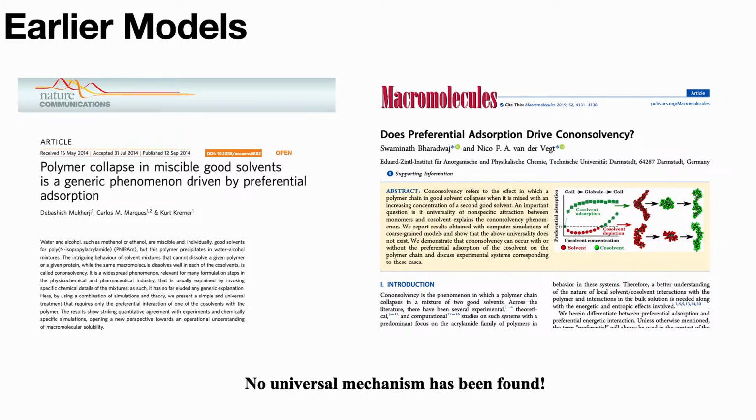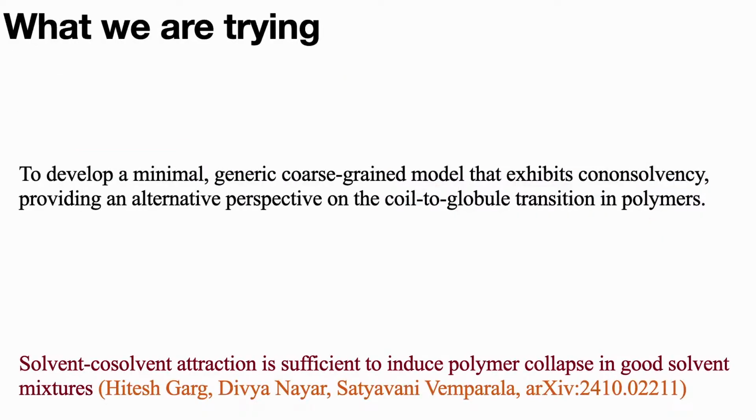So the point is there is no universal mechanism that has been found which can give us a better view of this. So in that direction we are also trying to develop a very minimal, generic coarse-grained model that shows this co-nonsolvency behavior, or you can say this coil-to-globule transition, and we are just trying to be very generic in that sense. So the rest of the talk I'll be giving from this reference. We have this arXiv version of this.